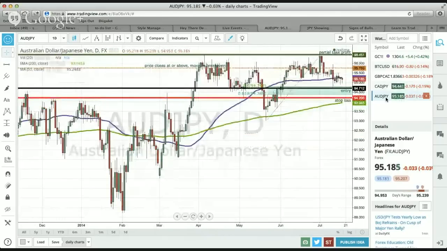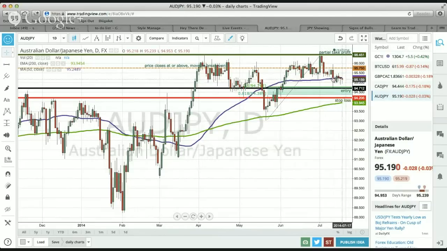And a similar situation on Aussie Yen. Entering at support here, we're a little further, so it's a little less likely this order will get filled. But we have an order to go long at 94.71. Stop is at 94.20 with a target profit at the high of back in early July, 96.45. We see this is very similar to Canada yen.